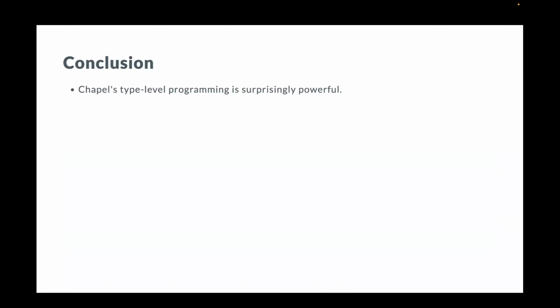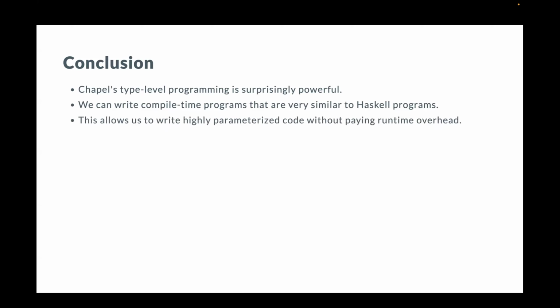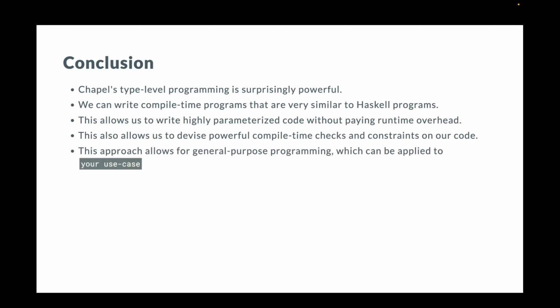And in conclusion, this kind of proves to me, and maybe to you as well, that Chapel's type-level programming is incredibly powerful. And you can write compile-time programs that are pretty much Haskell programs with a little bit worse syntax. And this makes it possible for you to write highly parameterized code without paying any runtime overhead. And it also allows you to devise powerful compile-time checks and constraints on your code with pretty much arbitrary logic. Whatever you need, you can encode. And this allows for general purpose type level programming, which can be applied to whatever use case you have. And I have some extra slides that didn't make it to this presentation, but it seems like I've come in just in time. So thanks for your time and attention.